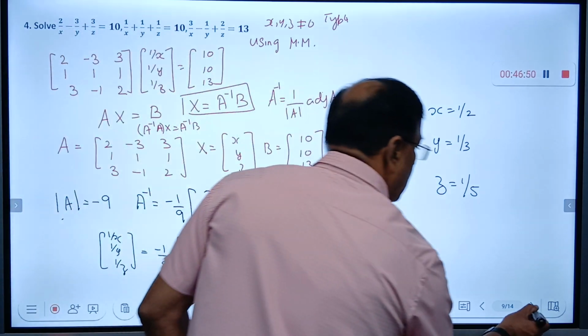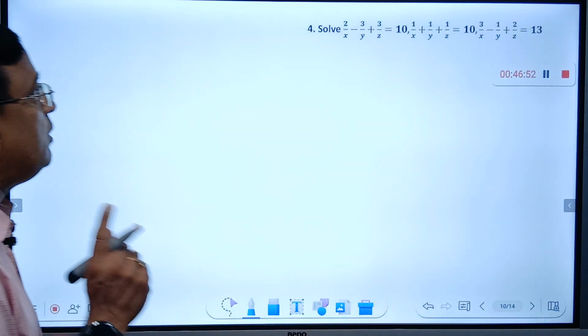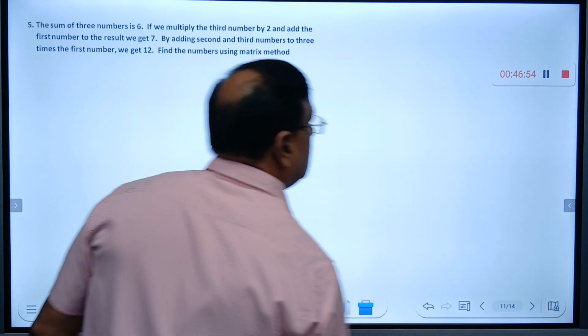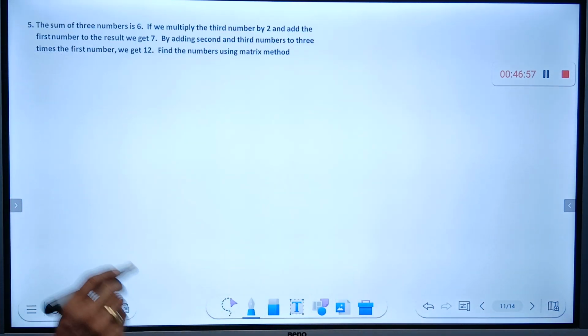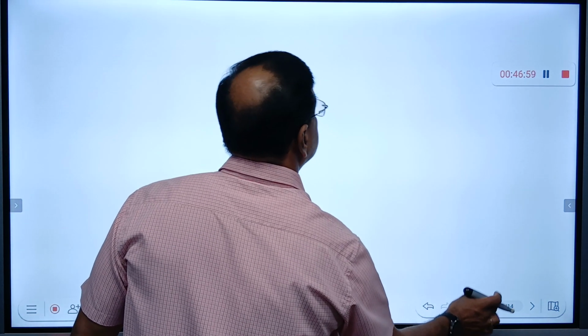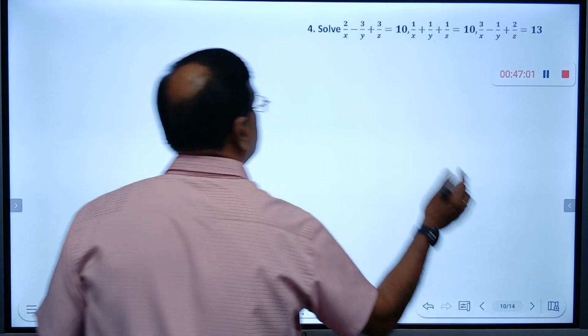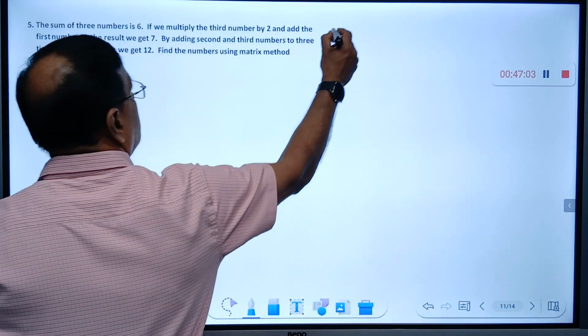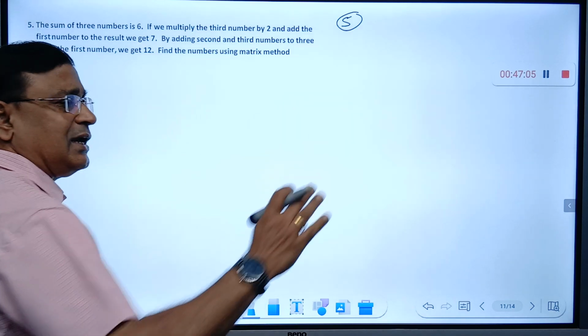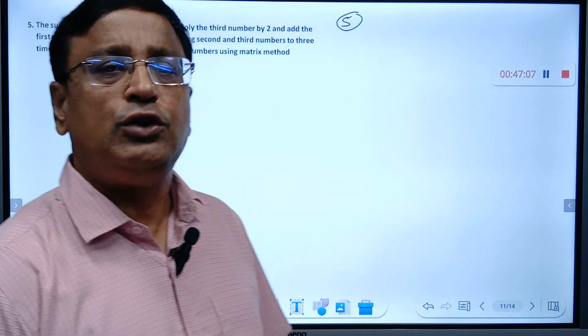Okay. Now we have one more question. I know it's getting late, but we'll do one more question and then I will stop with this. Okay. This is a word problem. So I call this type 4. I call this type 5. Type 5. Exactly like the previous question, but the only thing is we need to form the equation.